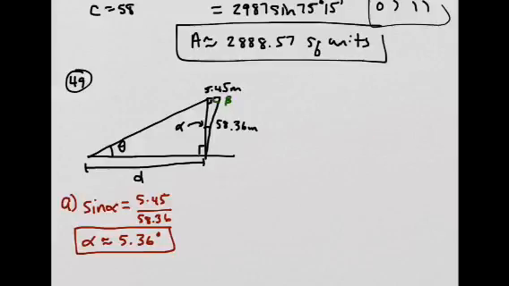So here it is. Sine of alpha, you're looking for this little angle in here. This is a right triangle, where this is 5.45 and this is the hypotenuse 58.36. So sine of alpha is this, opposite over hypotenuse. And to find the angle, you do inverse sine of this ratio, and then you get this angle.